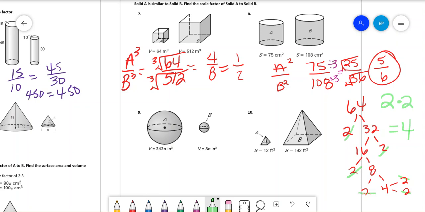You can simplify it beforehand, but that's your video, so I'm going to leave you with 9 and 10. These are the most important questions that you will have.